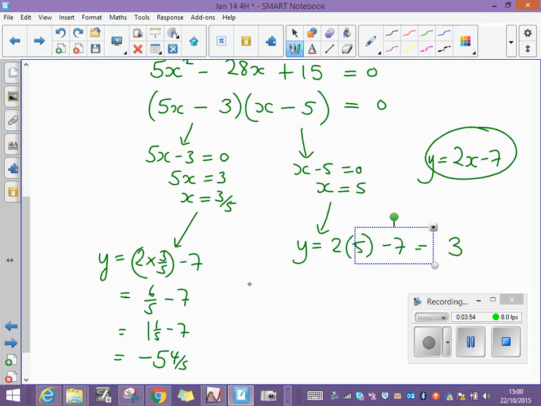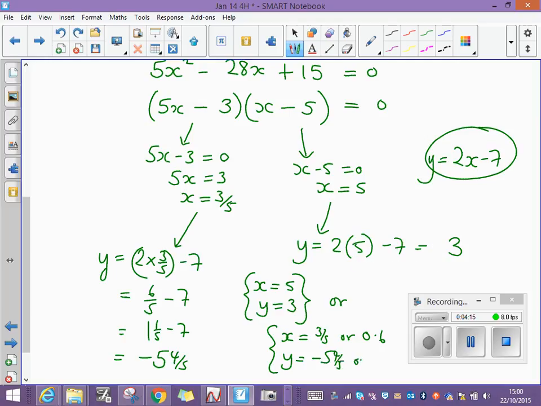Make sure when you give your solutions, you give them in pairs. I like to do them in brackets. So x equals 5, that goes with y equals 3. So that's one pair. And my alternative pair is x equals 3/5, or 0.6, and then y is equal to minus 5 and 4/5, or minus 5.8.